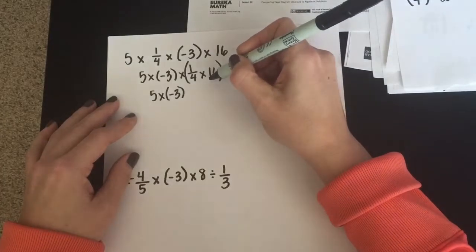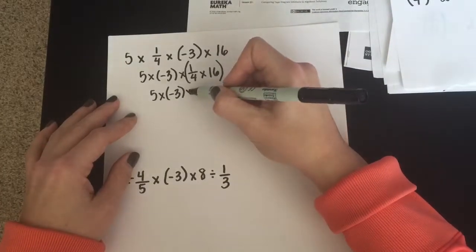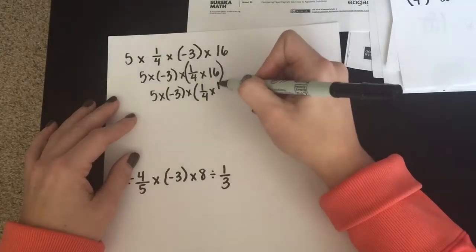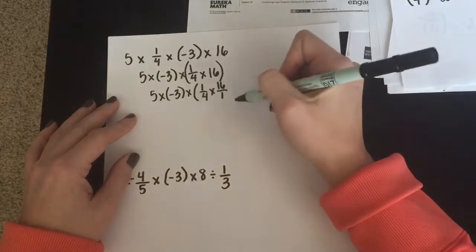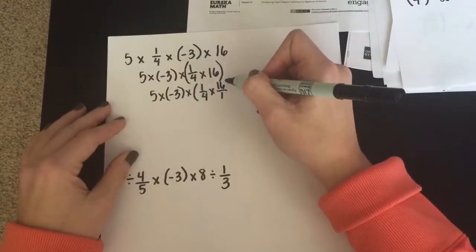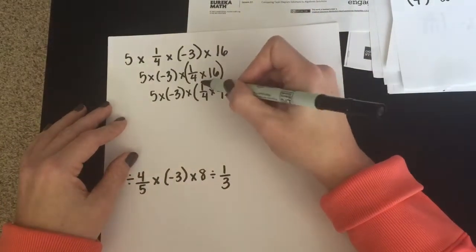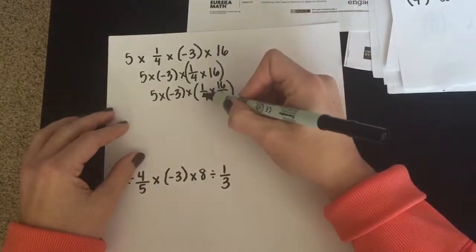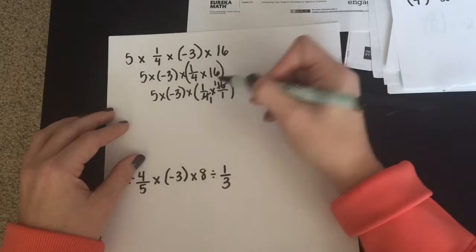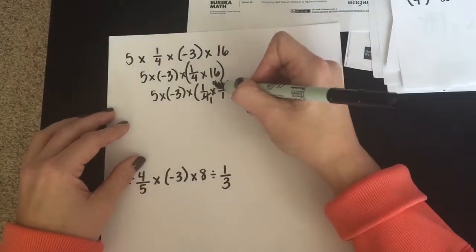I know I can take 16 and, to make it easier, put it over 1 so I can see what my numerator is, what my denominator is. I'm going to cross reduce. 1 and 1 already reduced. 4 divided by 4 is 1. 16 divided by 4 is 4.